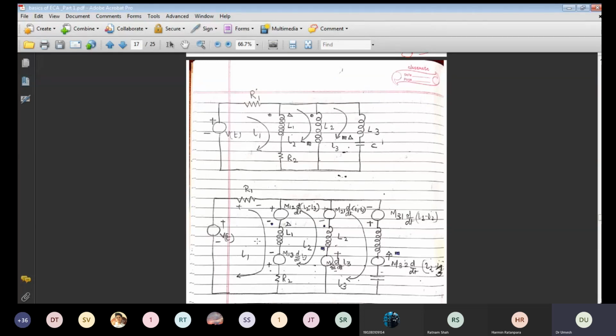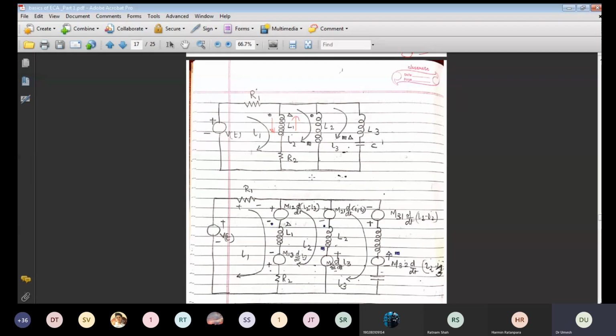Now we can observe one more thing: what is the current in this inductor? It is I1 in this direction and I2 in the opposite direction, right? So current in L1 in between, this is a common inductor, so I1 minus I2 for one loop. Second loop, here the current is I2 minus I3, and in this one only I3. There are 3 currents, and the dot I will place as per the dot given in the actual circuit.